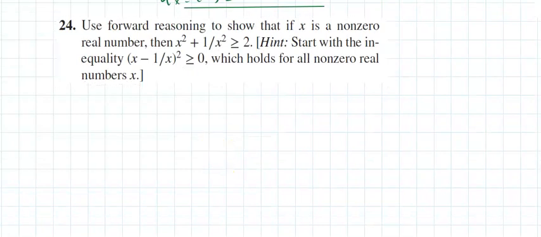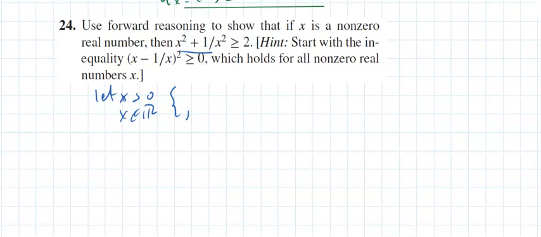Use forward reasoning to show that if x is a non-negative real number, let x be bigger than 0. Non-negative real number. x belongs to the reals. Then you want to show x squared plus 1 over x squared is bigger than or equal to 2.